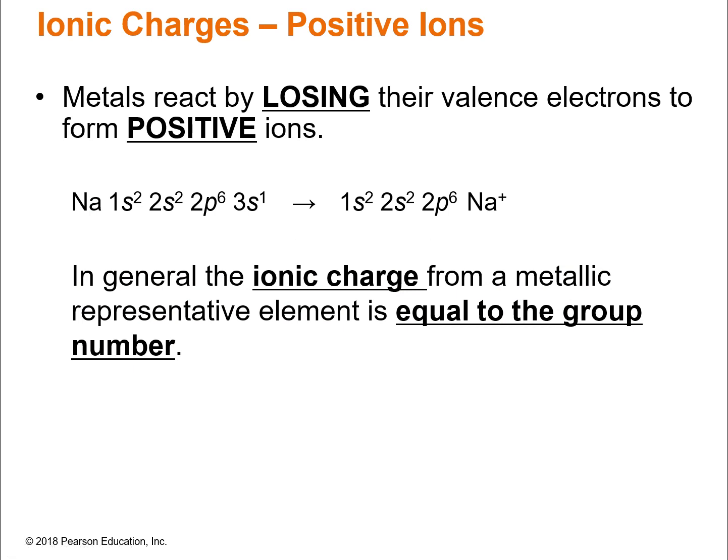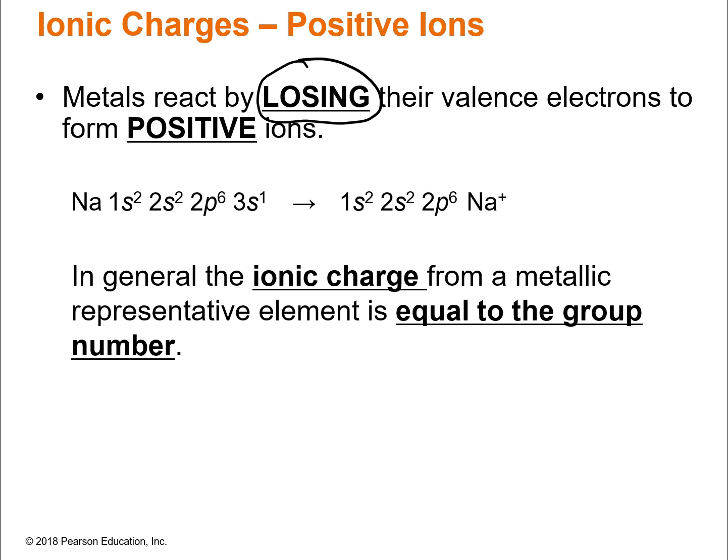Ionization energy leads us to talking about ionic charges, because if you remove an electron, you're no longer a neutral atom anymore. You have a charge because the number of protons and electrons is no longer equal. We're first going to talk about positive ions. Most of the periodic table contains metals. Metals react by losing their valence electrons.